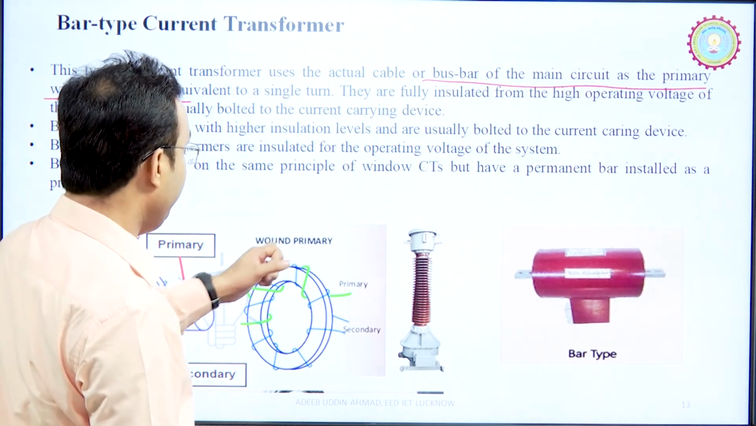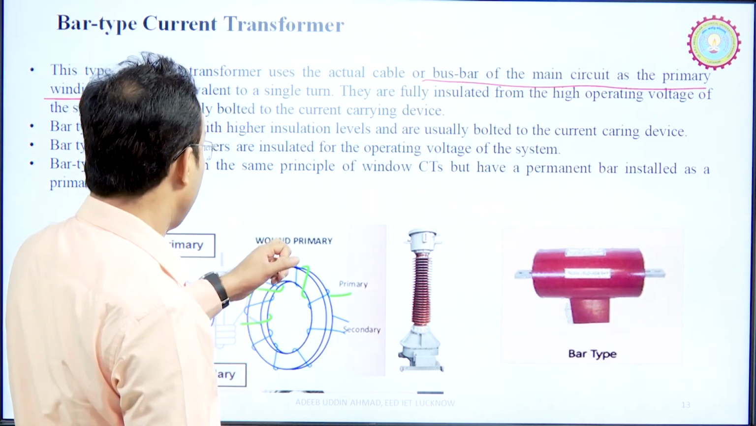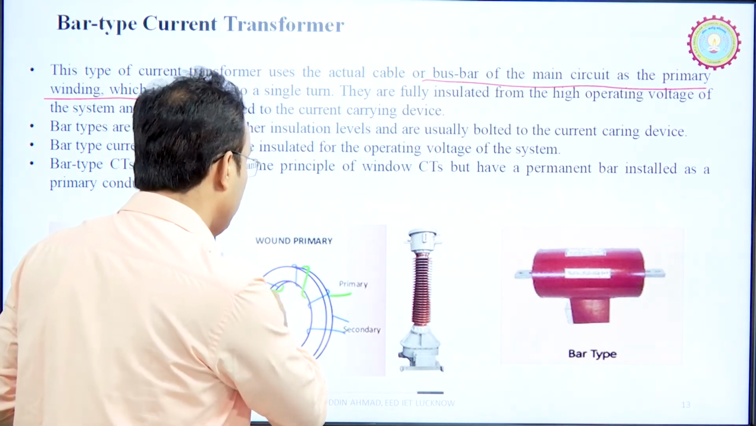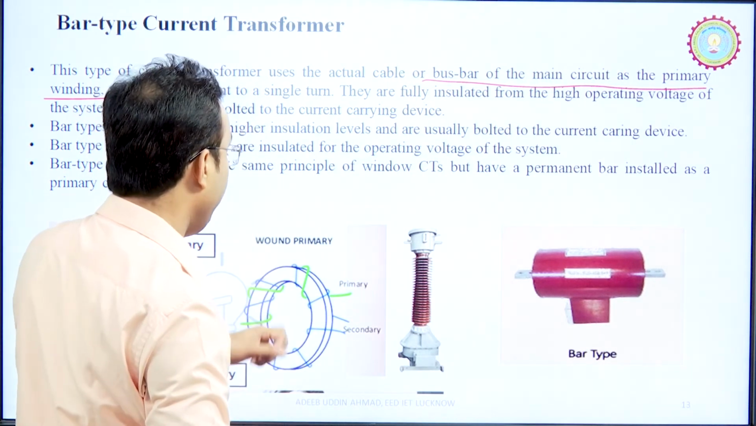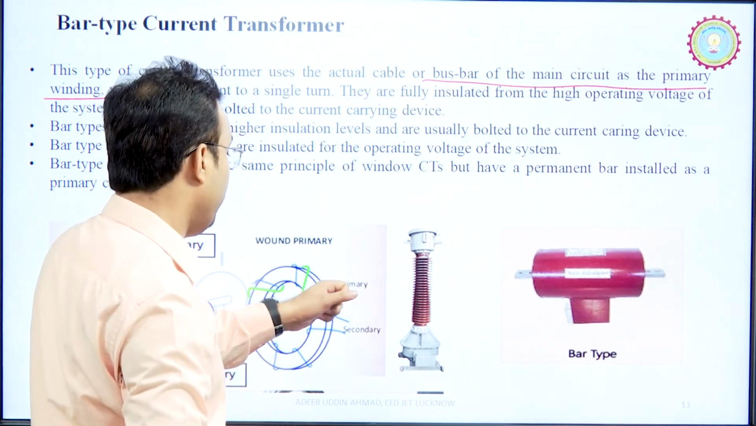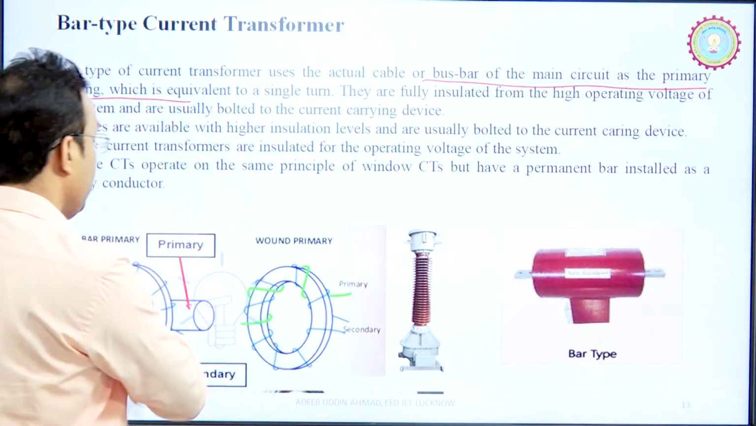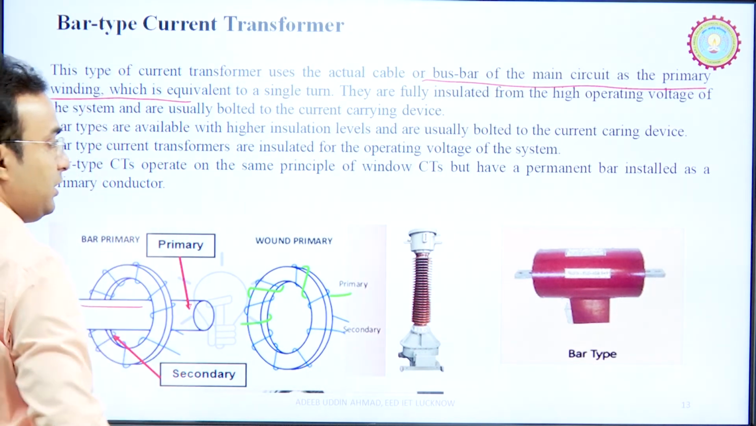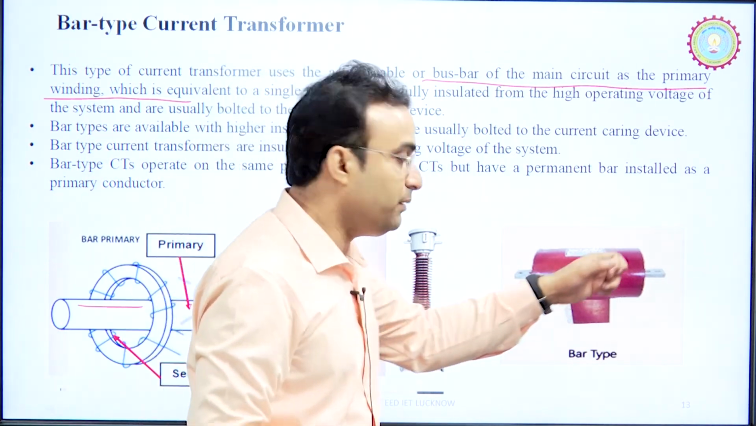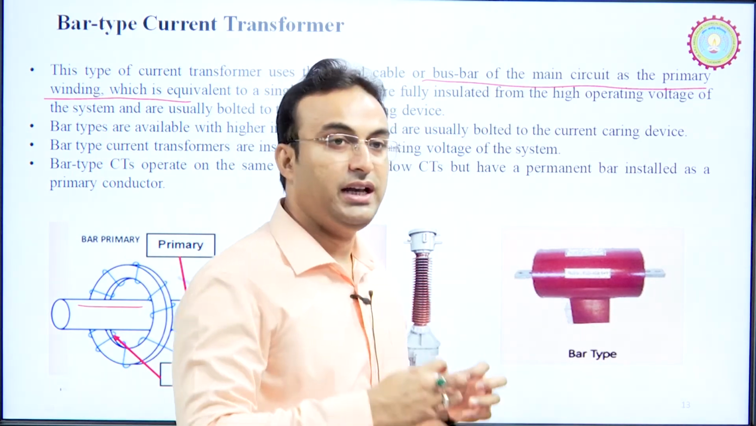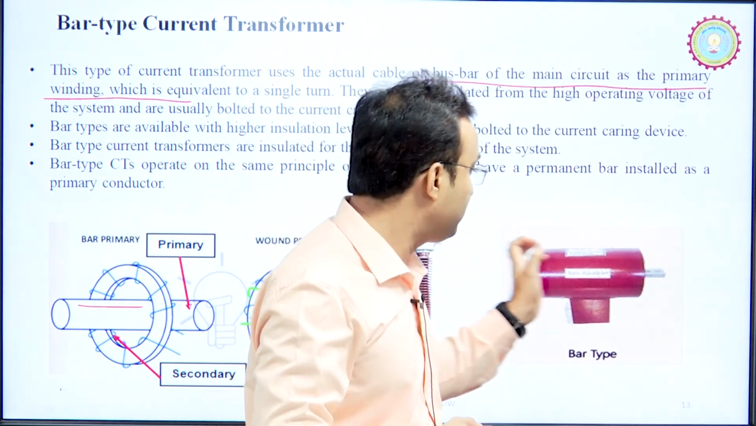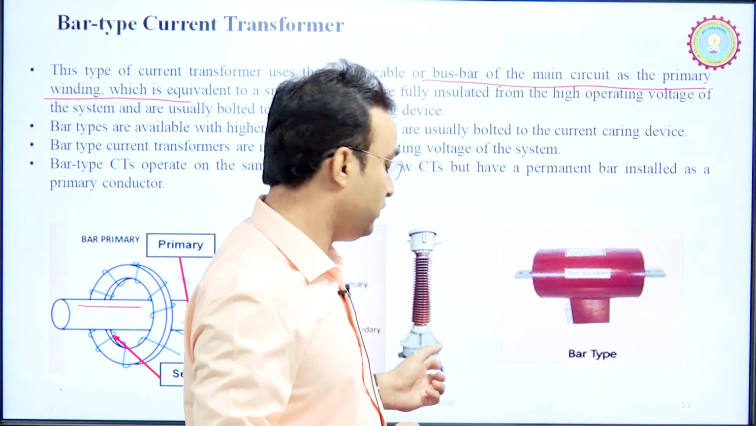And if you talk about it compared to the wound type, in the wound type we have both windings on the same core, primary and secondary. So, this is the difference between the wound type and the bar type. So, this is the bar type structure. Its physical appearance we can understand, this is a bar type structure. So, the bar type has a bar, and with the help of this bar you can pass the current through this bar type transformer.